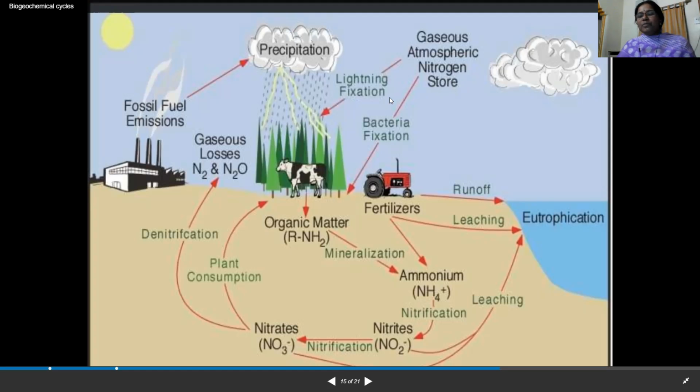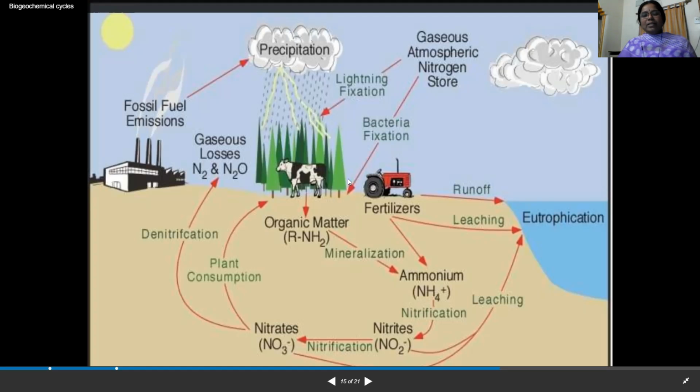Whenever the rain falls, in some cases you observe thunder, storms, or lightning. All this is just because of the nitrogen. The second case is bacterial fixation. Again, the plants absorb this. And the third thing is because of vegetation.